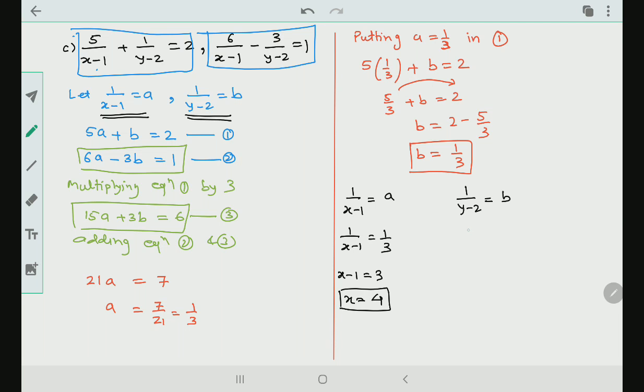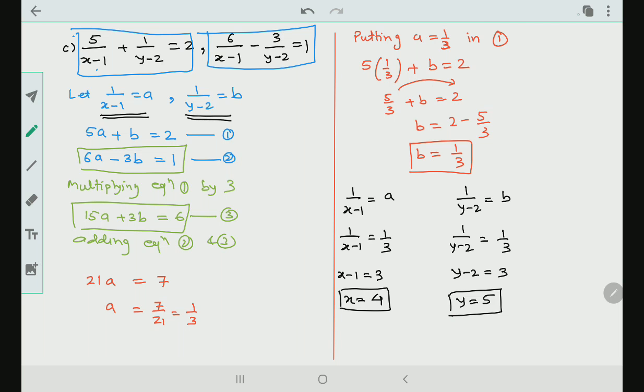And similarly, 1 upon y minus 2 is equal to b, as this said. So 1 upon y minus 2 is equal to b. What is b? b is 1 by 3. Reciprocal both the sides. y minus 2 is equal to 3. What is y equal to? 5. Exactly correct. And that's the answer. I hope you got it.